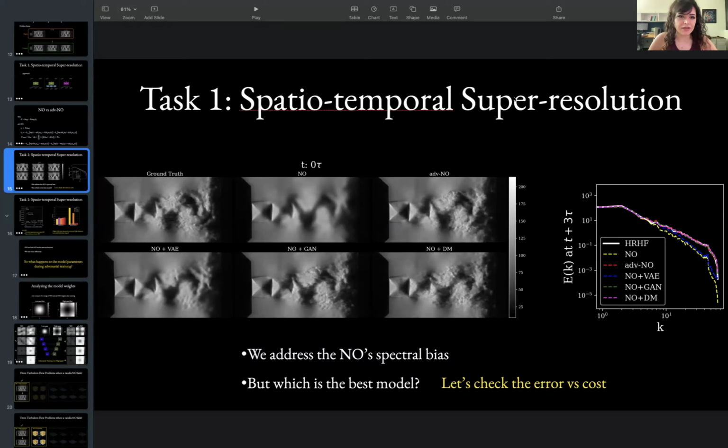I have one question. Other than MLP, did you try the Kolmogorov-Arnold network or any? No, I did not. You meant for the trunk net of the DeepONet, right? Yeah. No, I did not. I didn't try those kinds, no.